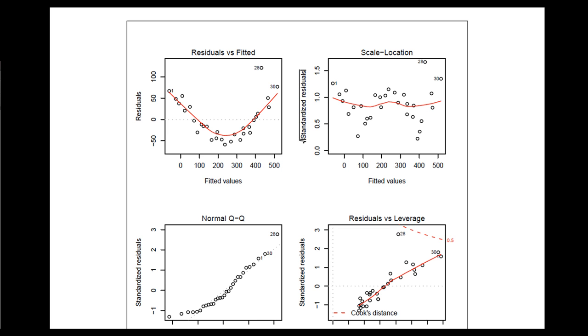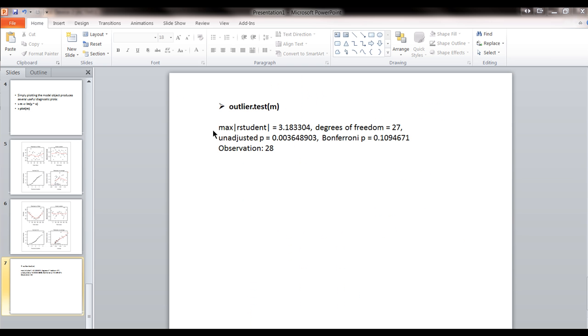Now this outlier test is part of the car package, so you have to load that first. If you do, for this particular data, you would get something like this. So you would run outlier test on your variable m, and it would confirm that observation 28 is the most likely candidate for an outlier. In other words, it chooses the candidate which is most likely to be an outlier.